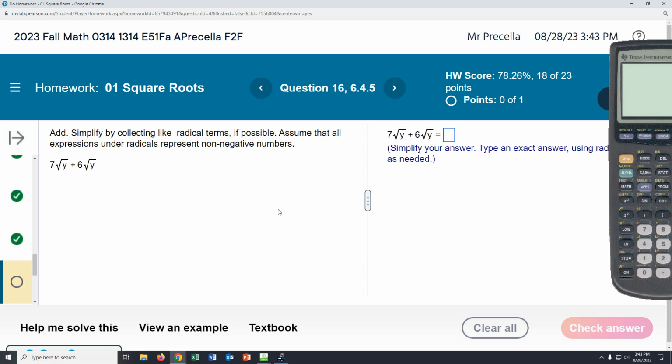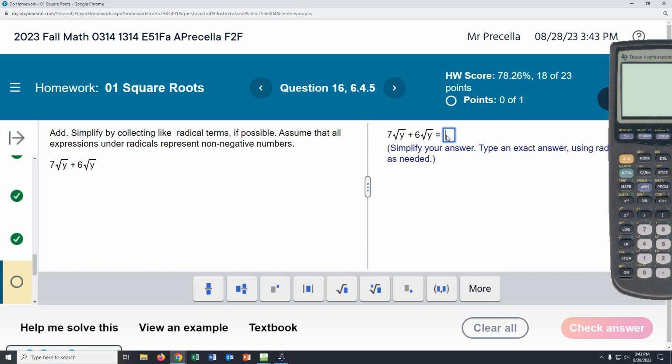Hey, that's it. We can do this one without any writing. I'll just type it in. 7 square root of y plus 6 square root of y. You have to have the same stuff under the radical. Do we have like radical terms? Is that the same stuff? Yes. So we're going to have a square root of y in our final answer. What are we going to have in front of that square root of y? 13. 7 plus 6, I don't know why we're getting all these 13s now. 13 square root of y.